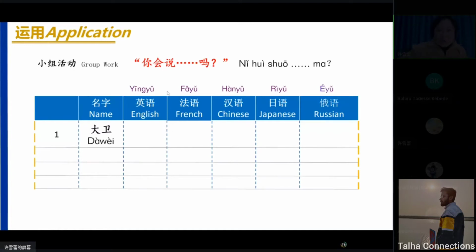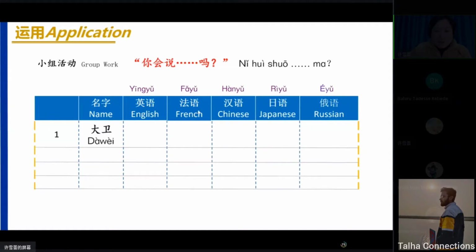Now, let's try another practice. We have learned the structure 我会说汉语, right? 我会说汉语. Now, here are some other languages. Let's see whether you can speak them. Now, let's learn the expressions first. The first one, English language is called 英语. 英语, English.